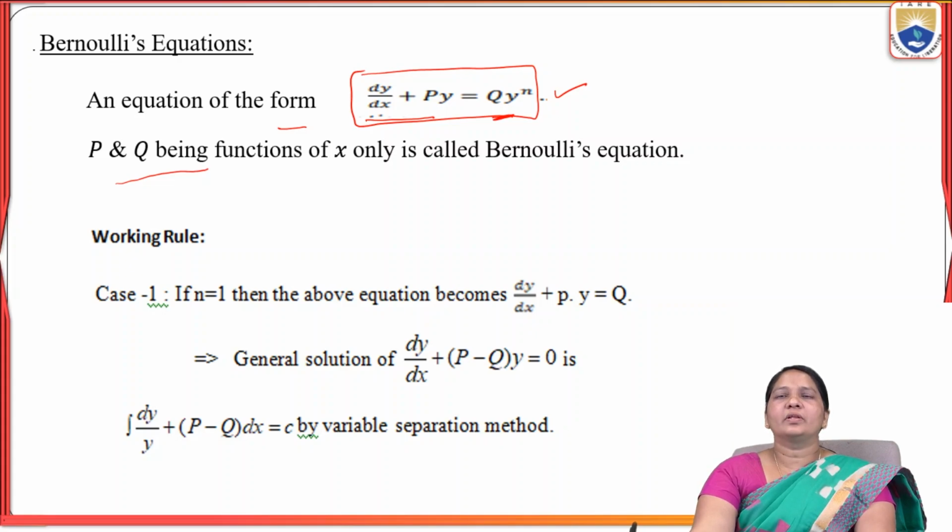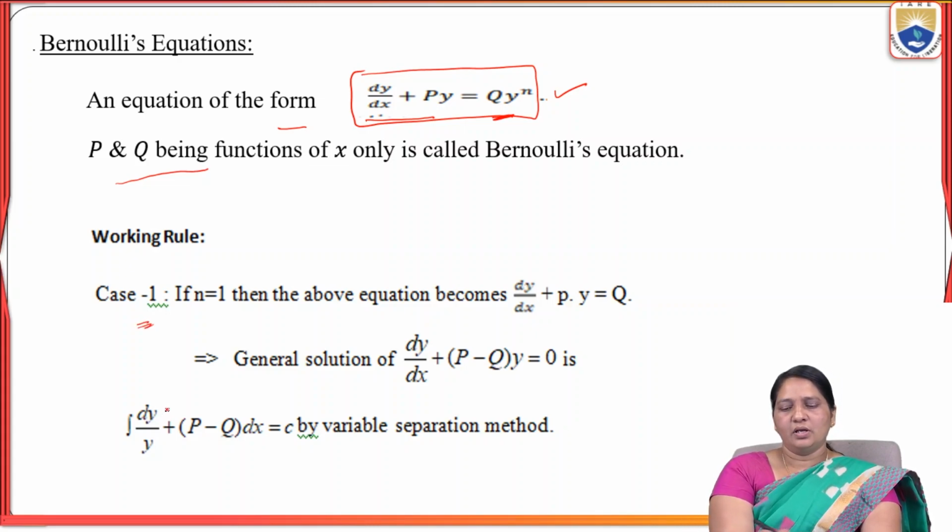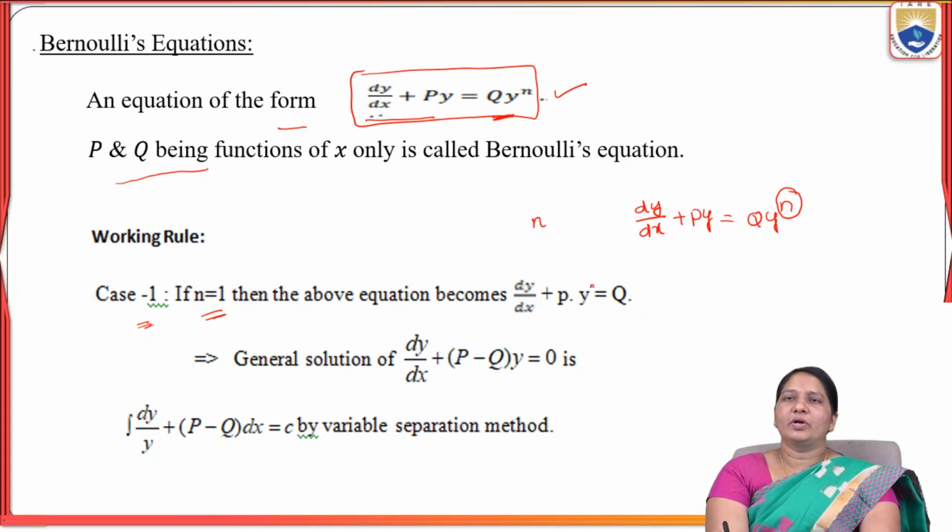After identifying the form, what is the working rule? What is the procedure we are going to follow to solve Bernoulli's differential equation? Here, based on the n value, we are going to discuss the cases. If n equal to 1, that means the equation is dy by dx plus py equal to q into y power n. Based on this power value, we are going to decide about the solution.